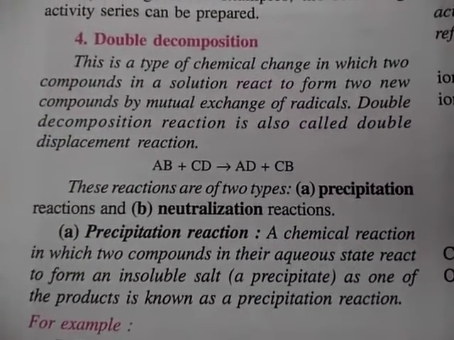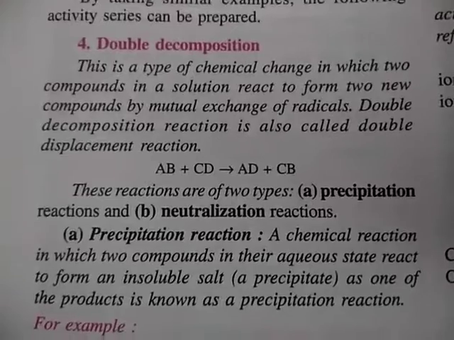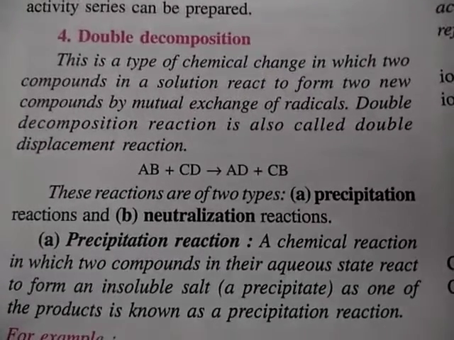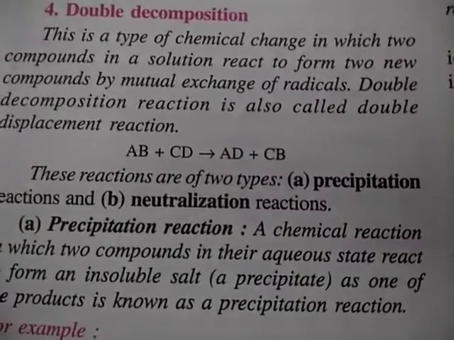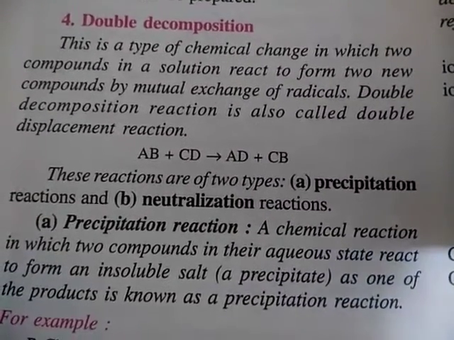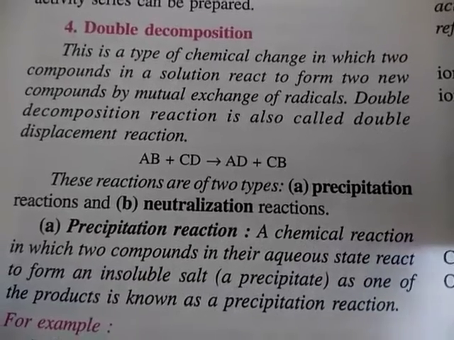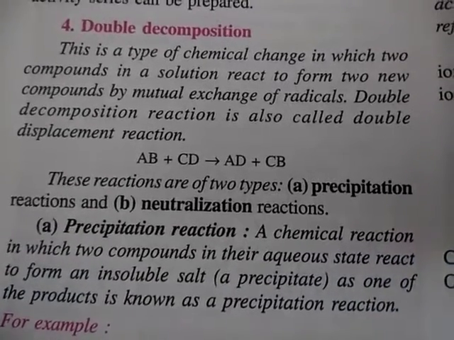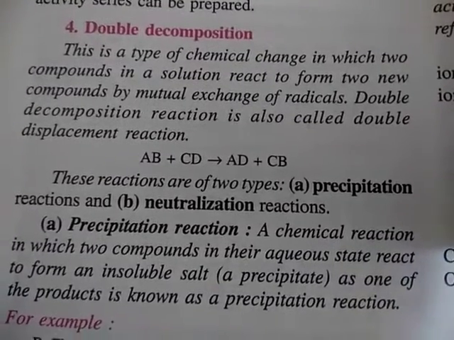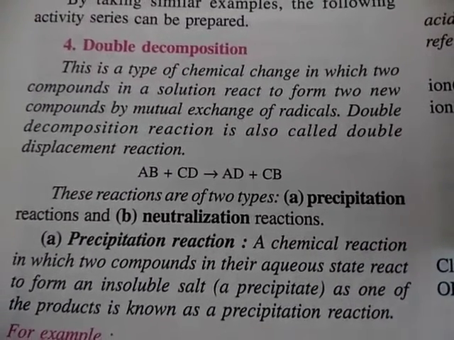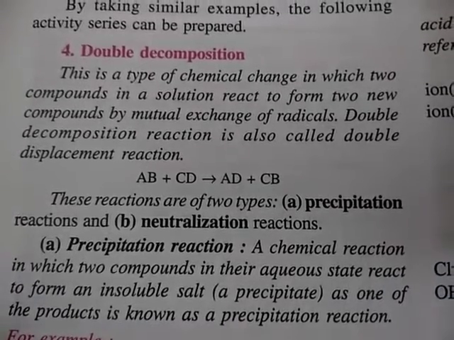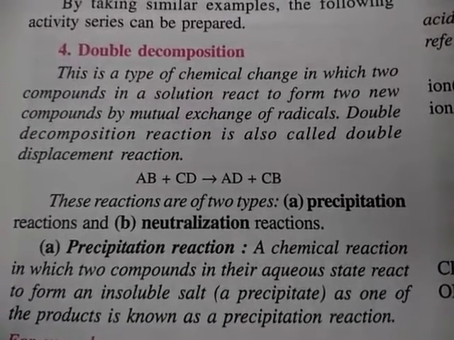And finally we have double decomposition, and its another name is double displacement also. So you can see that AB plus CD are giving AD and CB. So you can see that both B and D have been displaced. B substituted D and D substituted B. So it is a type of chemical change in which two compounds in a solution react to form two new compounds by mutual exchange of radicals.